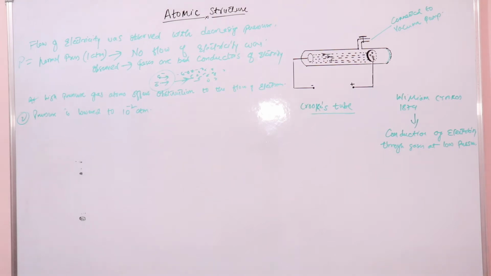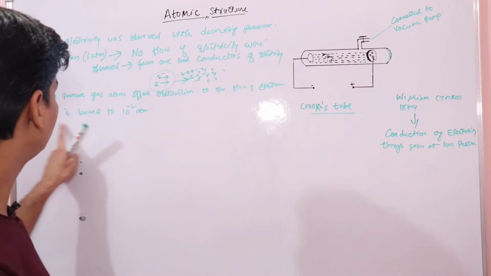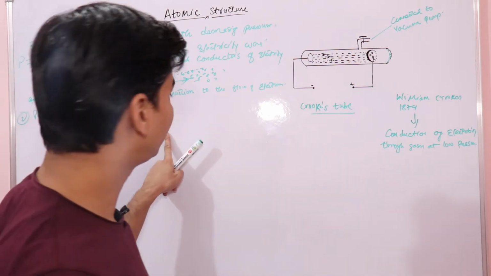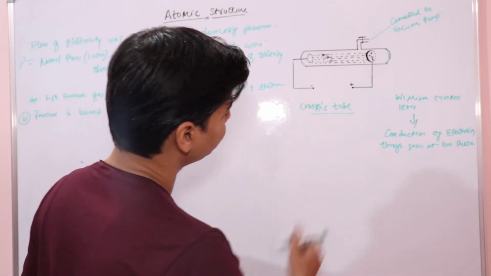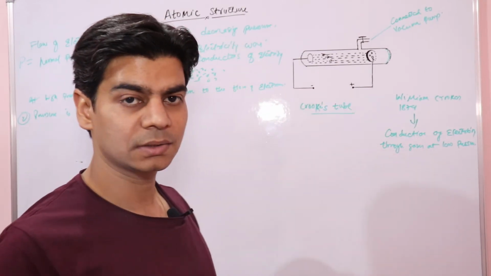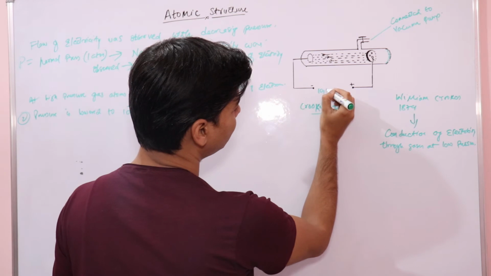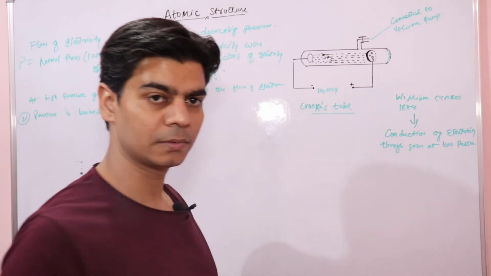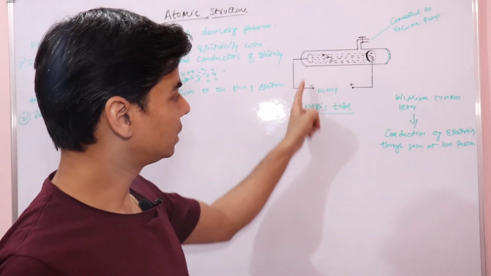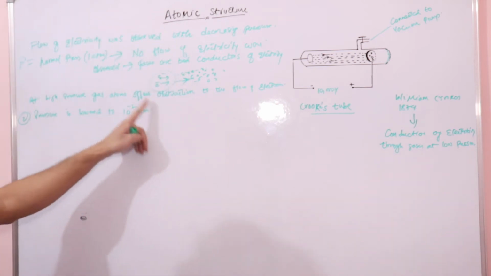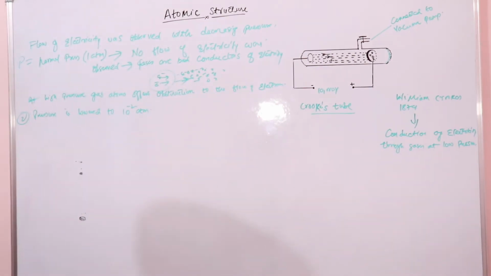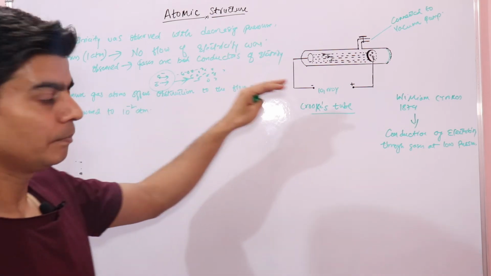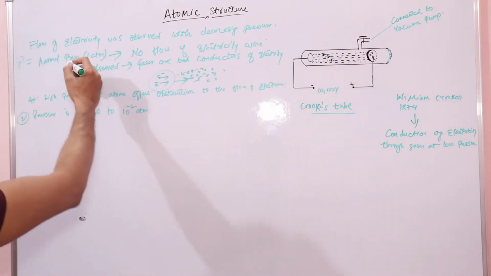the electric current started flowing, and it was observed that the electricity begins to flow and light is emitted when the pressure is lowered to 10 to the power of minus 2. Here the voltage that is applied was around 10,000 volts. Voltage applied was 10,000 volt and pressure now is 10 to the power of minus 2, reduced compared to 1 atmosphere.